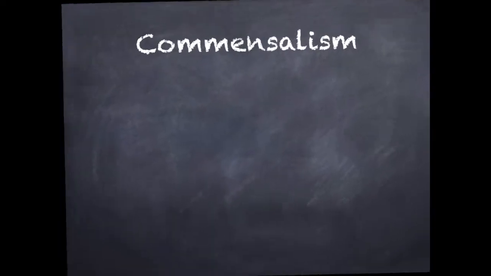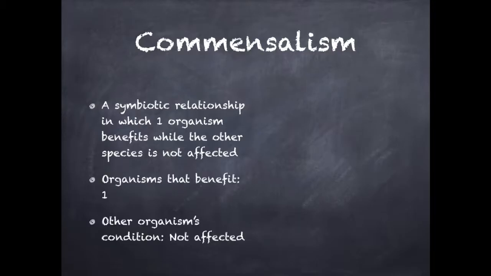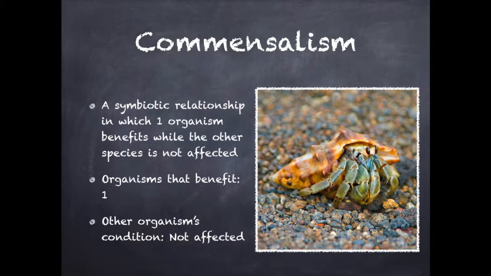The next relationship is commensalism. Commensalism is a symbiotic relationship in which one organism benefits while the other species is not affected. The organisms that benefit in this relationship are one, and the other organism's condition is not affected. An example of this is the hermit crab, as the hermit crab takes the shells from dead snails to provide protection for itself. This is an example because the hermit crab benefits by getting a shelter and a home, while the snail does not benefit or get harmed because it is dead and cannot be hurt.